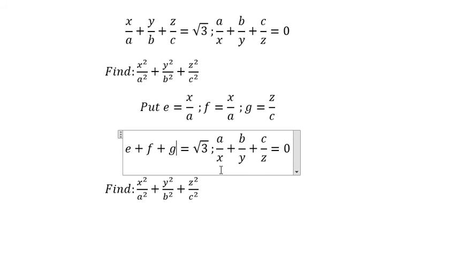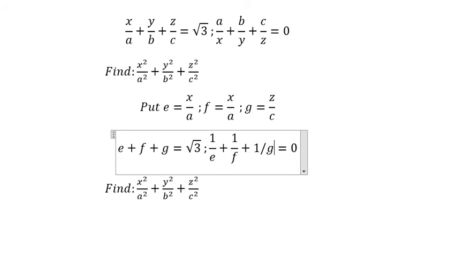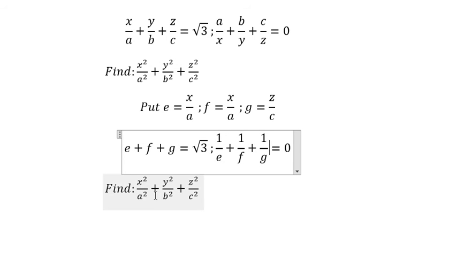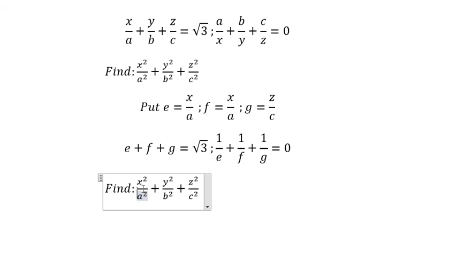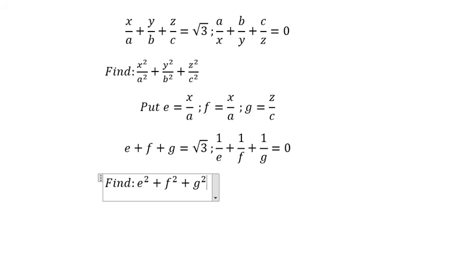This one is upside down of x over a, so we get 1 over E, 1 over F, and 1 over G. The next one is x over a, everything to the power of 2. So this should be E to the power of 2, F to the power of 2, and G to the power of 2.